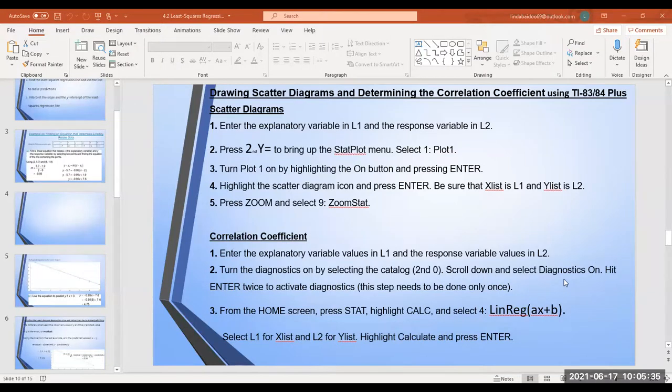I scrolled all the way to diagnostic and I hit enter twice. Then I went to start, I went to calculate and I chose 4 and I pressed enter. And then it gave me the answers. So even if you decide not to bring the L1, L2, it will still give you the same answer.